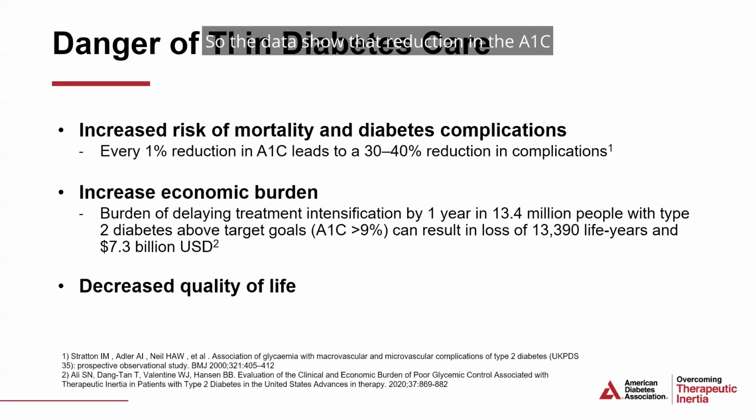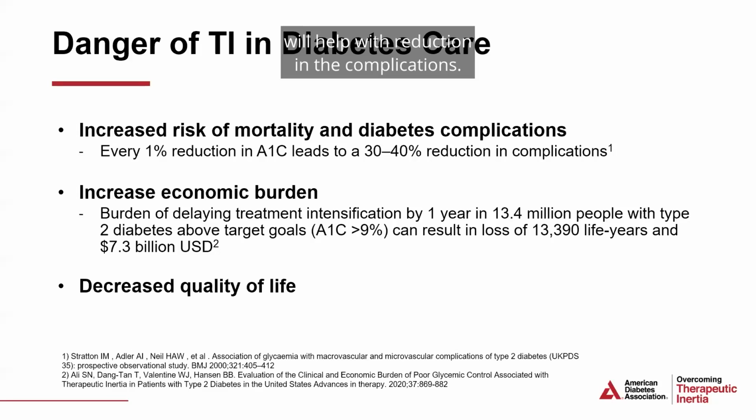So the data show that reduction in the A1C will help with reduction in the complications. So we are in A1C-centric diabetes management at this point. We might probably switch to TIR-centric. However, still the recommendation comes from the landmark trials, which were done maybe a couple of decades ago. So UKPDS and DCCT and all those trials show that if you can lower the A1C, you are going to see a reduction in the complications.